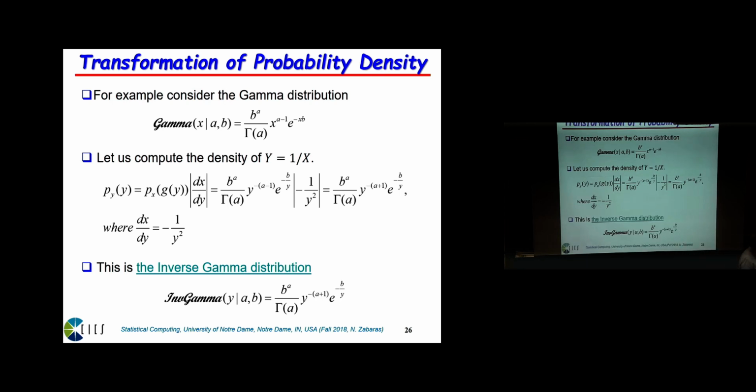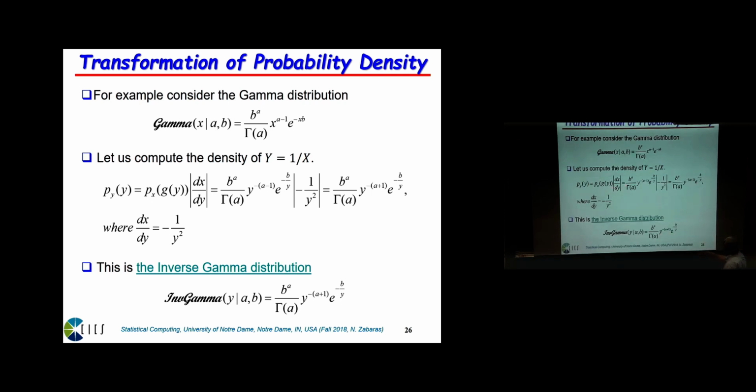Just to verify that we know what we're talking about, and you can look at this in detail. I said let's take the gamma distribution that follows this PDF, and let's use this to compute the PDF of y equal 1 over x. And because I already said something in an earlier lecture, if x follows a gamma distribution, 1 over x follows what distribution? Inverse gamma.